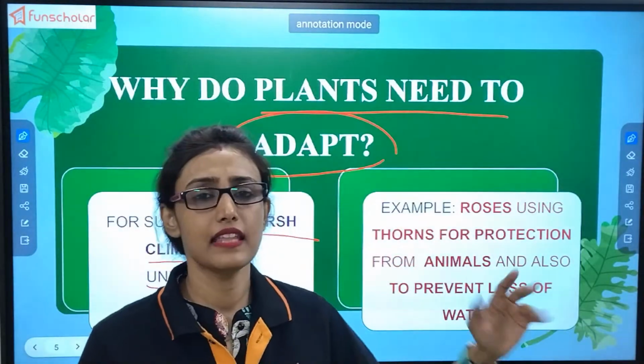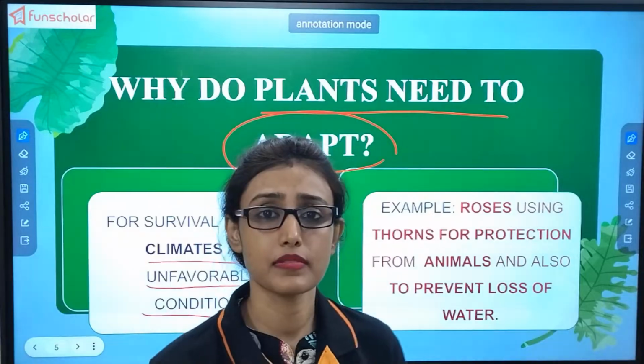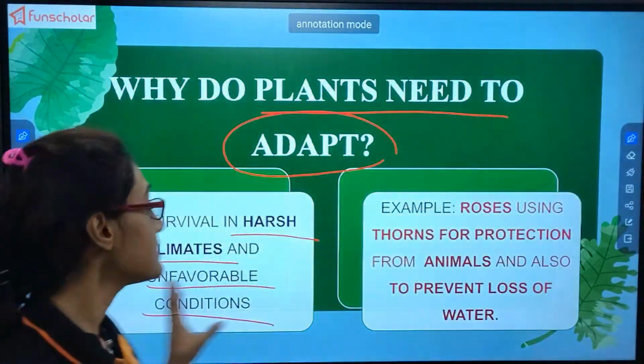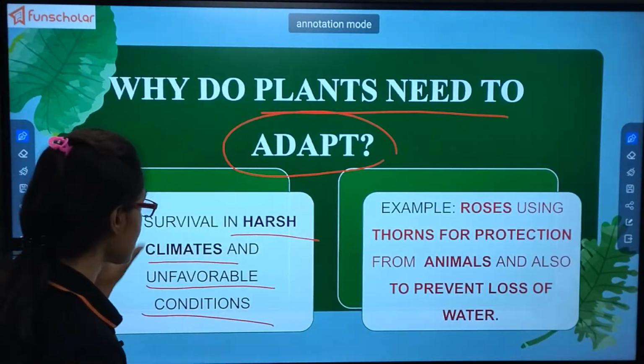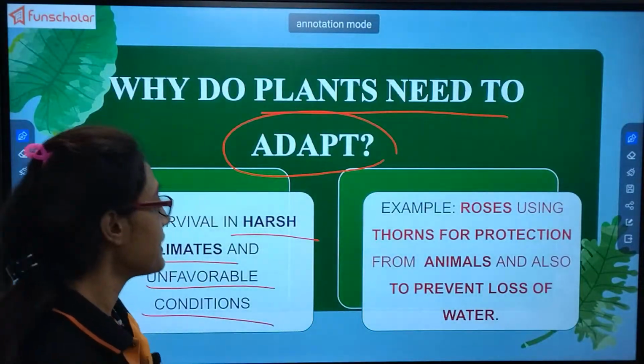Similarly, the plants do not have a jacket or woolen sweater to cover themselves, so they modify their structure so that they can survive in the harsh climate of both desert and mountain.